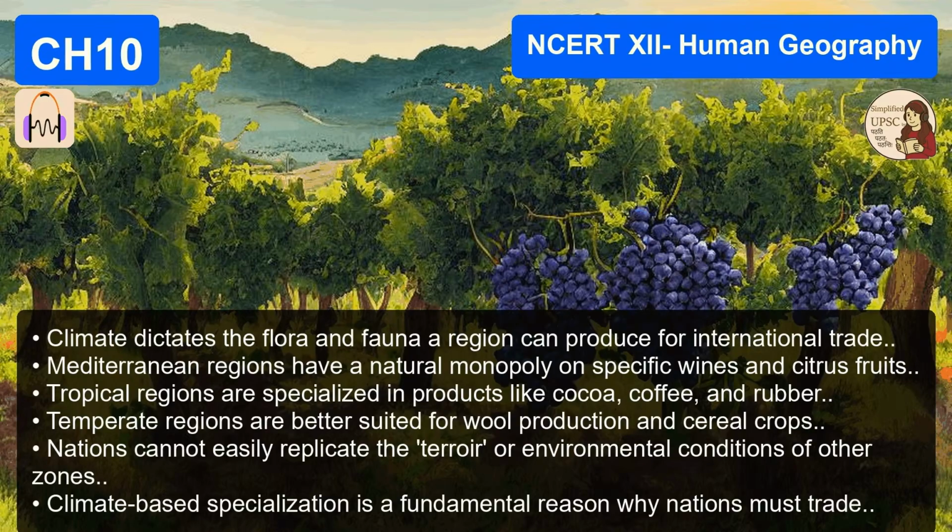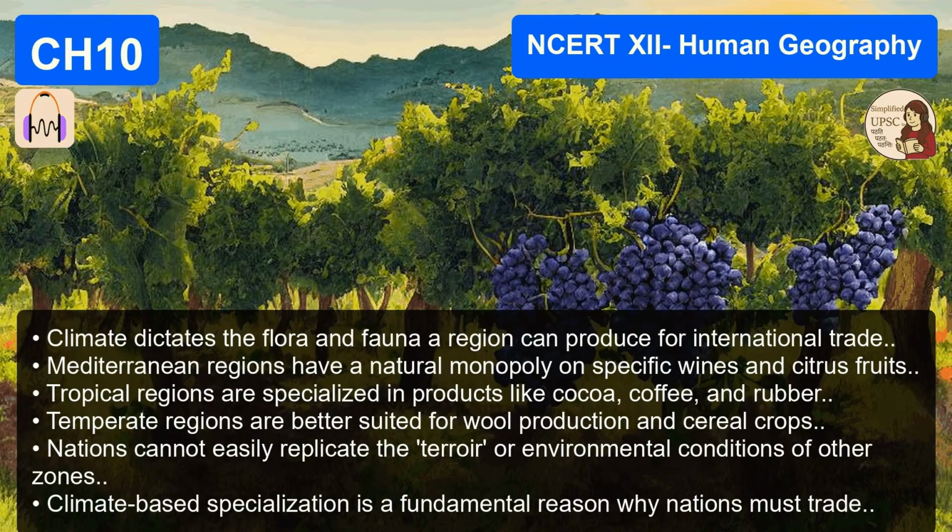And connected to that very closely is climate. Climate dictates flora and fauna. The source gives a classic example, the Mediterranean region. They have a very specific climate, wet winters, dry summers. Which is terrible for something like rice, but amazing for... Grapes for wine and citrus fruits. You simply cannot replicate the terroir of a Mediterranean vineyard in a tropical rainforest. So if the world wants authentic Chianti, they have to trade with Italy. The climate creates a sort of natural monopoly.